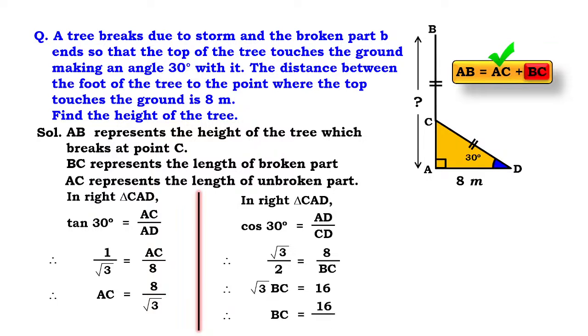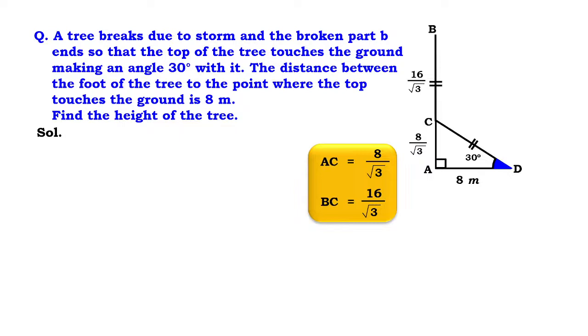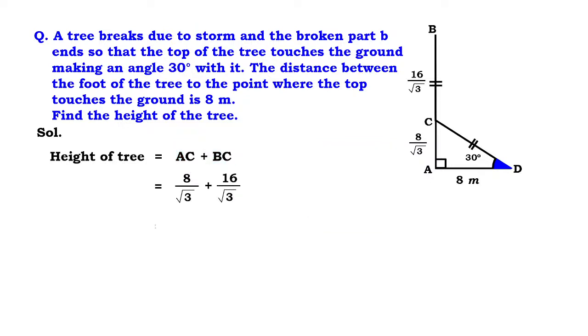So AC you know. Look at this corner here. You now know AC, then you got the value of BC. Can I add AC and BC? What is the AC value here? 8 by root 3. What is the BC value here? 16 by root 3. So if I add these two, what do I get? Okay, 8 by root 3 plus 16 by root 3. The denominator is the same. I can add 16 plus 8. So I get how much?